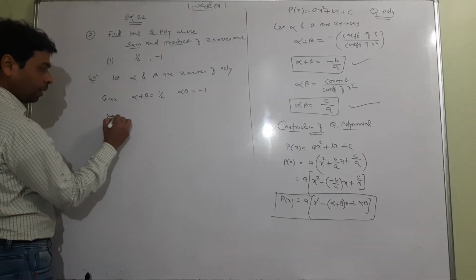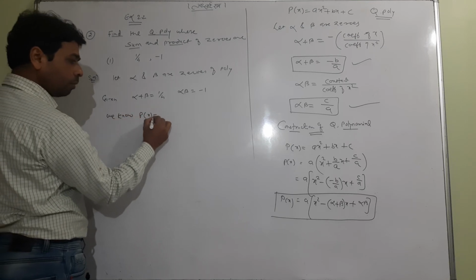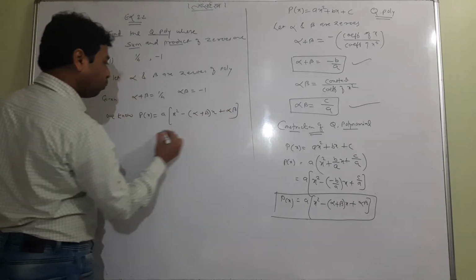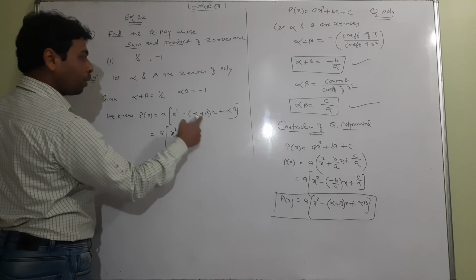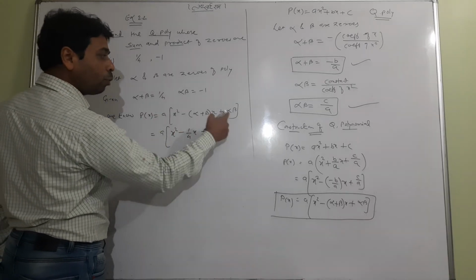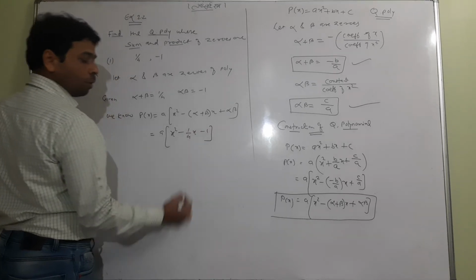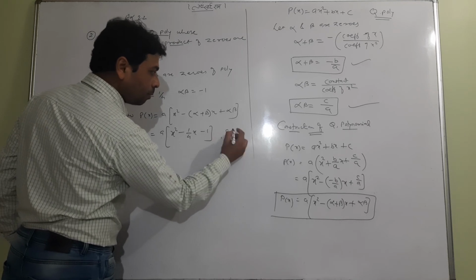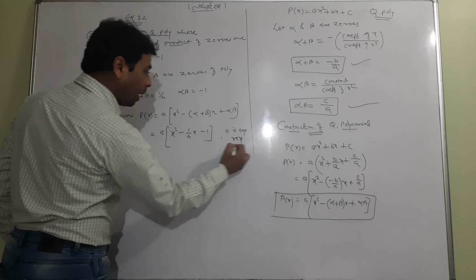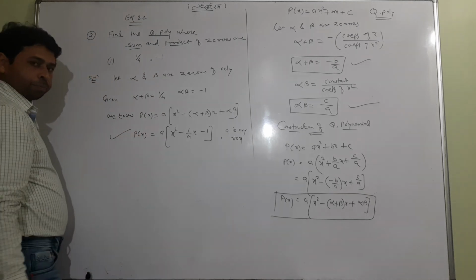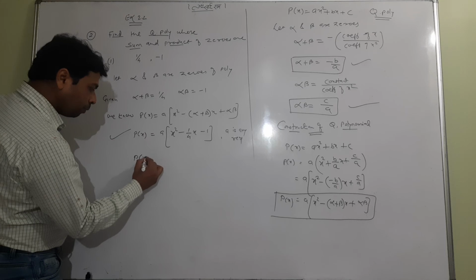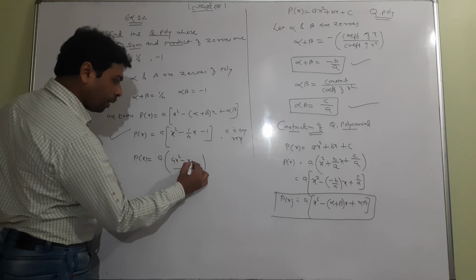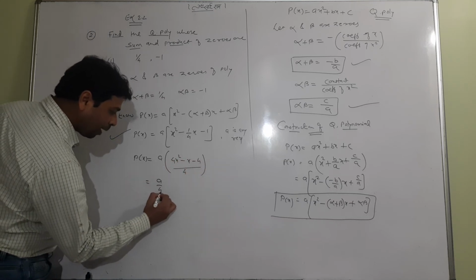Now use the formula. We know that. What is the quadratic polynomial formula? It is x square minus sum x plus product. Put the values. X square minus alpha plus beta, which is 1 by 4, x, plus alpha into beta, which is minus 1. Here a is any real number. Your answer you can drop here. Moreover, if you want, you can take an LCM of 4. It is 4x square minus x minus 4, and a by 4 you can write.